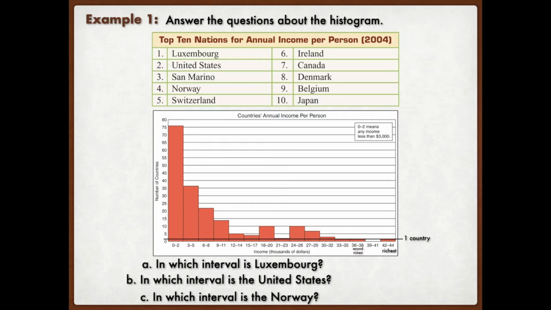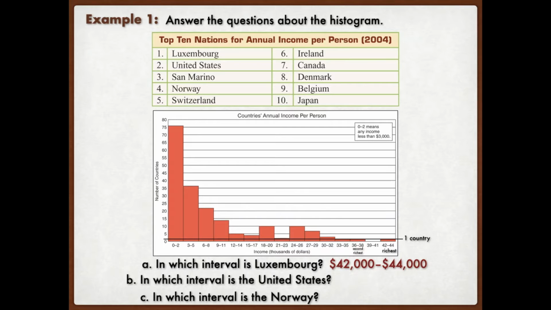Now Norway and Switzerland, looks like there's 2 countries for 30 to 32. Looks like Norway and Switzerland will be tied for $30,000 to $32,000 per person of annual income. So let's check to see if we were correct. Luxembourg hopefully is 42 to 44. Yes, we are correct.